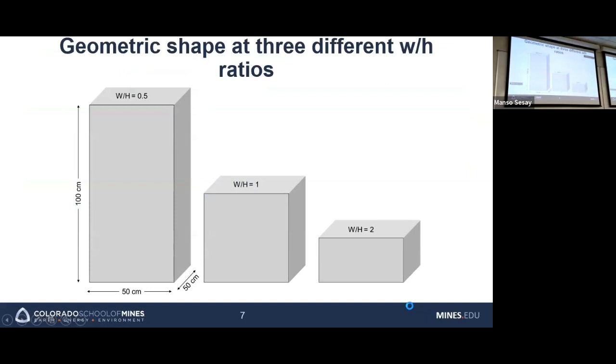This is just the geometrical configuration for 3 different width height ratios: 0.5, 1, and 2. The cross-section area was constant, 50 centimeter by 50 centimeter, and the height goes from 100 to 25 centimeter.